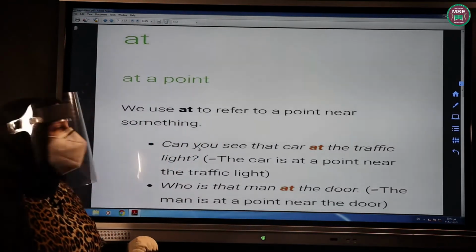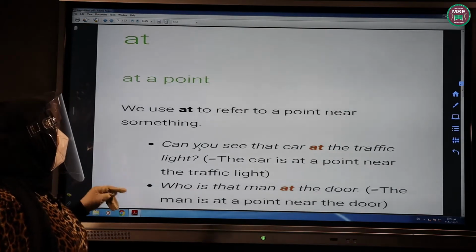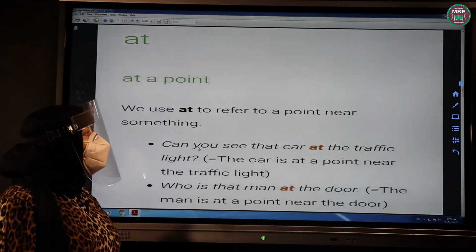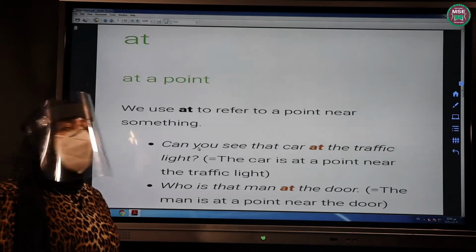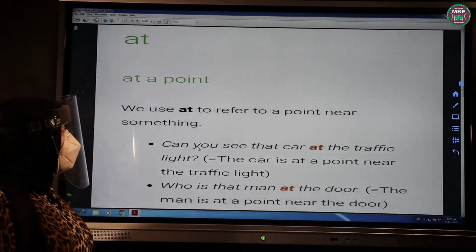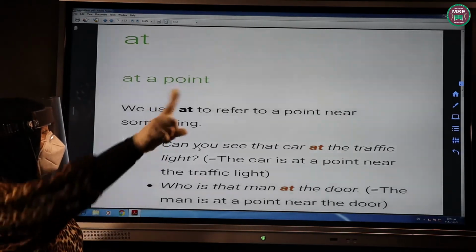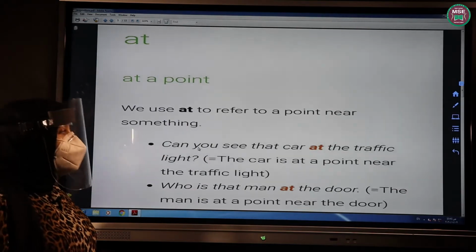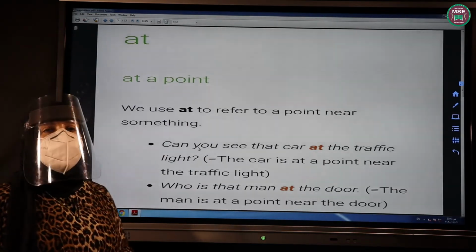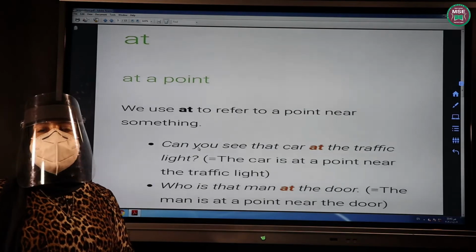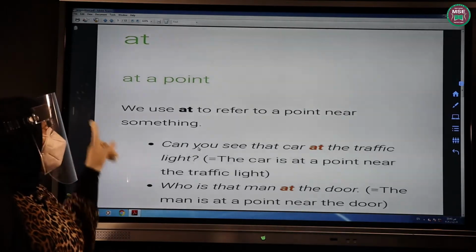Okay, let's discuss in detail. Okay, at. When I say at a point, I refer to a point near something. So I tell you, can you see that car at the traffic light? So where is the car? It's at a point near the traffic light. So if I'm discussing the point itself, I use at.